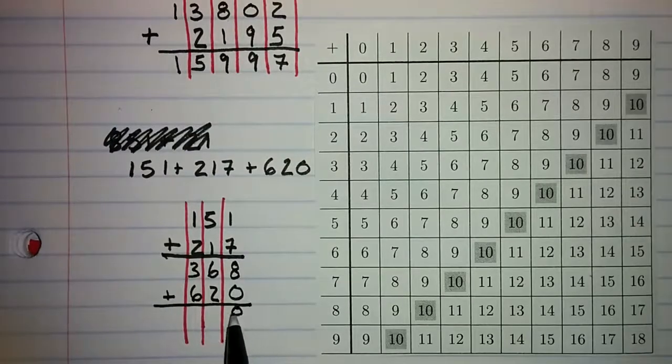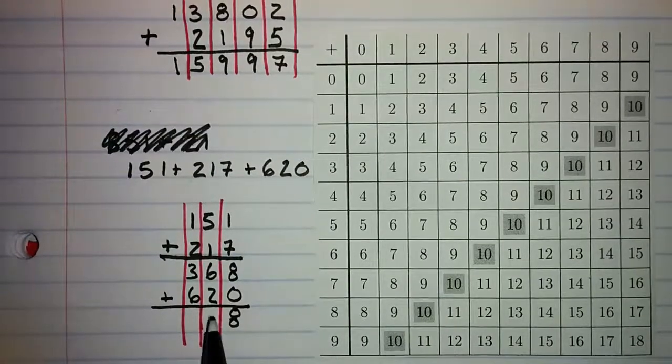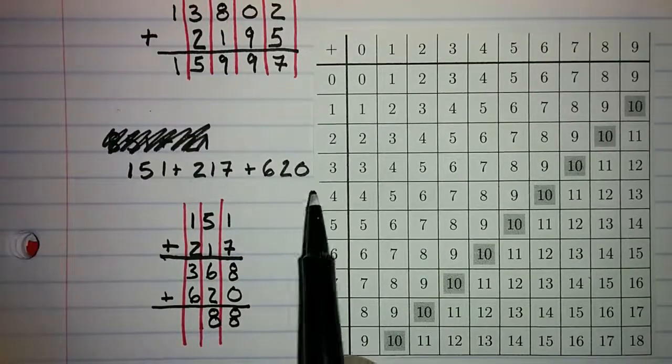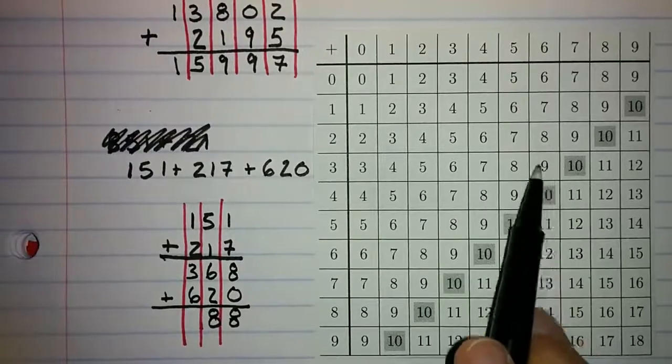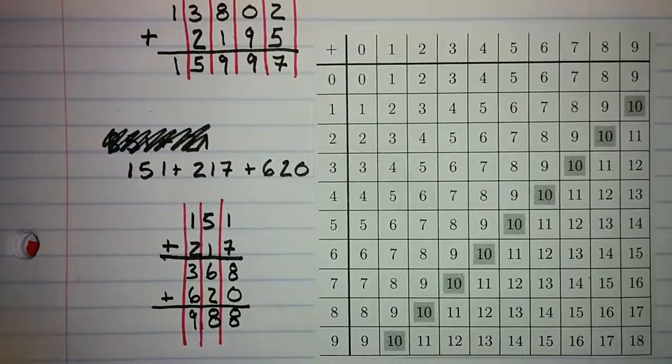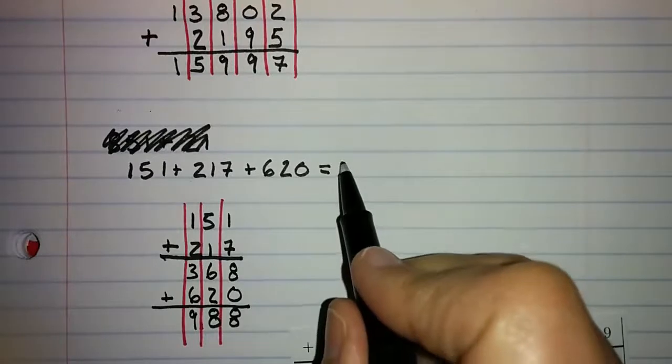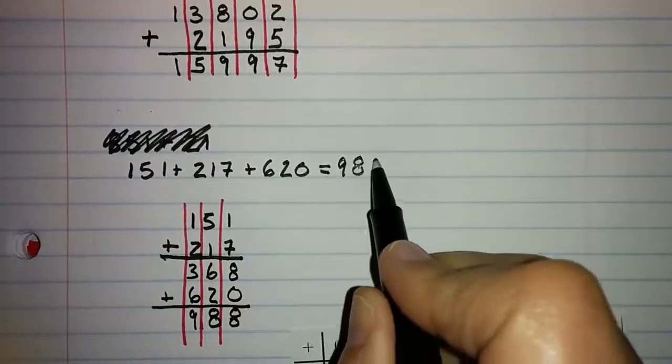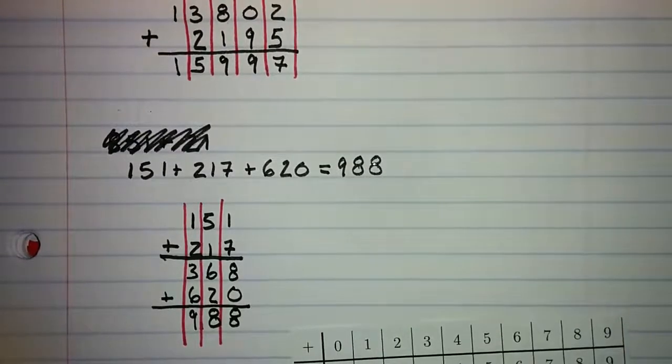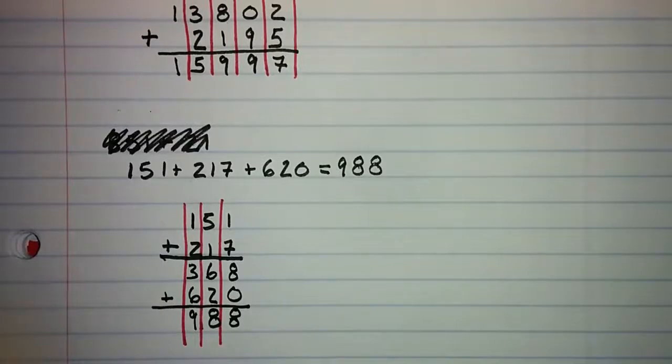8 plus 0, of course, is still 8. 6 plus 2 is 8. 3 plus 6 is 9. So this comes out to 988. What do I mean to emphasize by doing this?